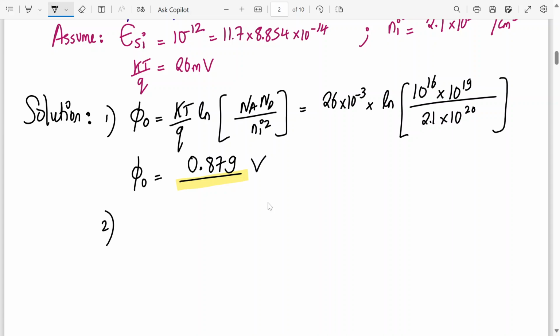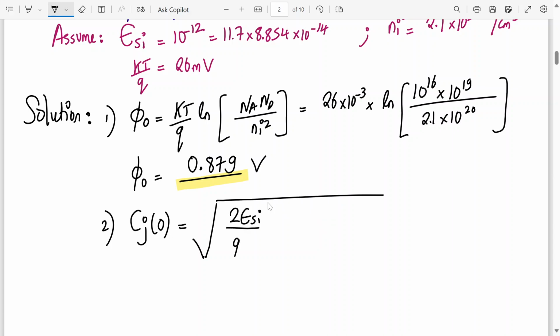So once we have found built-in potential phi naught, we find Cj0, the zero bias junction capacitance, which is given by the formula square root of 2 epsilon for silicon divided by Q, Q actually, here Q will come, Q epsilon for silicon upon twice phi naught, into Na Nd divided by Na plus Nd.